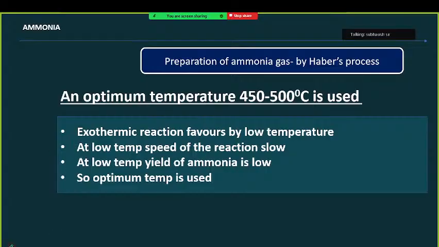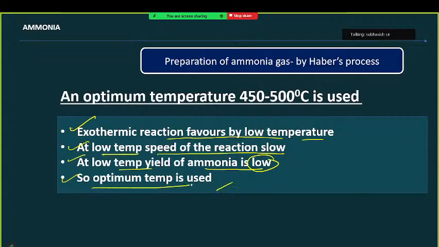Now here it is written clearly that for an exothermic reaction, generally the reaction is favored by low temperature. But at low temperature, the speed of the reaction is very slow. At low temperature, the yield of ammonia is very low. That's why optimum temperature. Optimum temperature means not too high, not too low, such a temperature where the ammonia production will be satisfactory. So that's why this type of temperature is used.